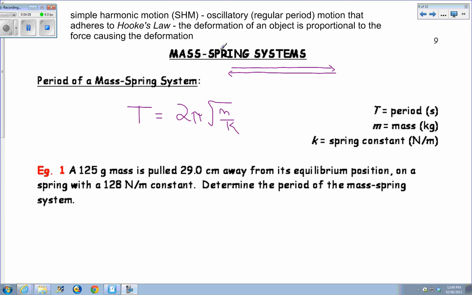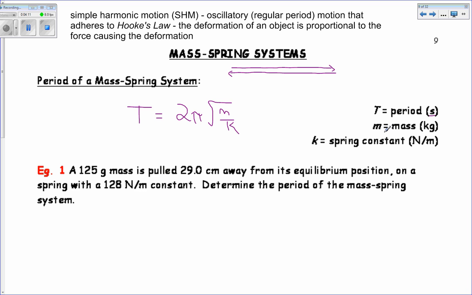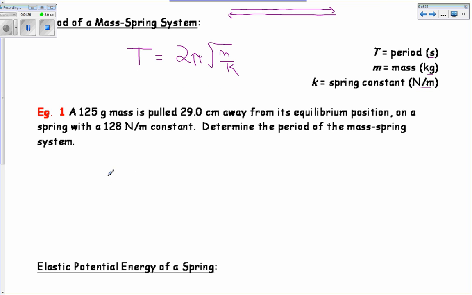T is period in seconds, m is mass in kilograms, and k is the spring constant in Newton meters. Remember, the spring constant is just a number that tells you how stiff a spring is. So the bigger the number, the stiffer the spring. Okay, just one example using that formula. A 125 gram mass is pulled 29.0 centimeters away from its equilibrium position on a spring with a 128 Newton meter constant. Determine the period of the mass spring system.